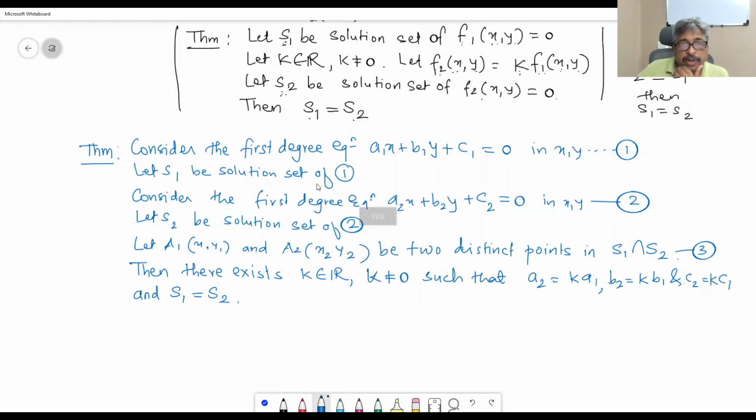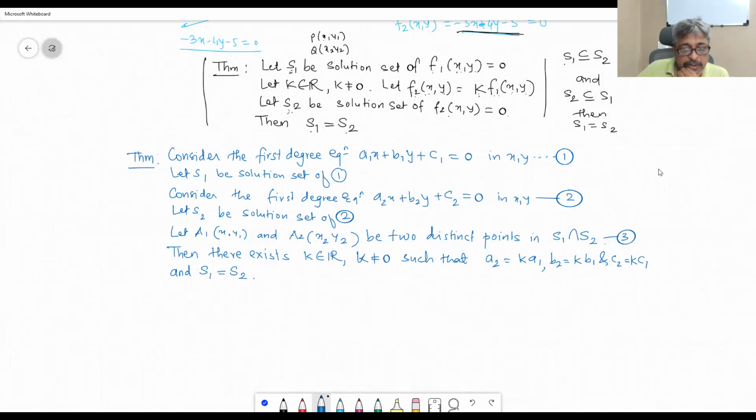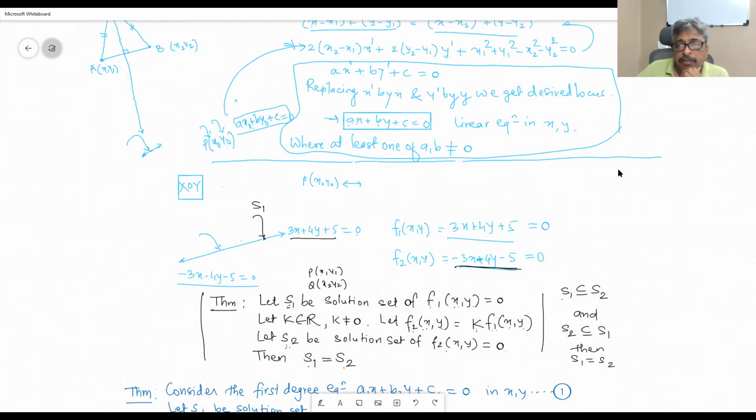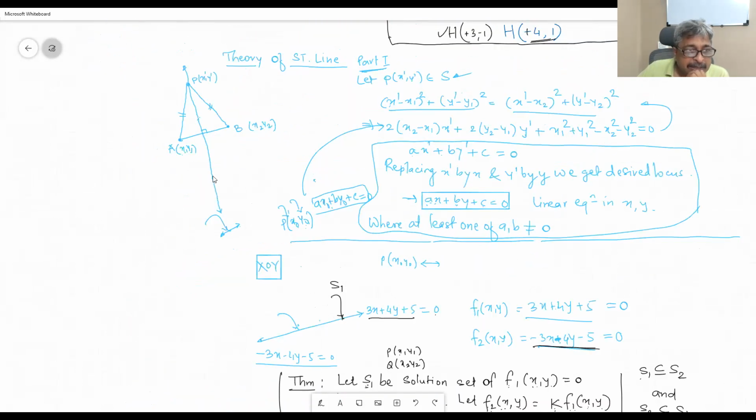Okay, what we have done in the beginning today is we have found out the equation of the perpendicular bisector, right? And there we knew that the perpendicular bisector is a straight line, and we have proved that if it is a straight line, then its equation looks like ax plus by plus c is equal to 0. That is linear in x and y.